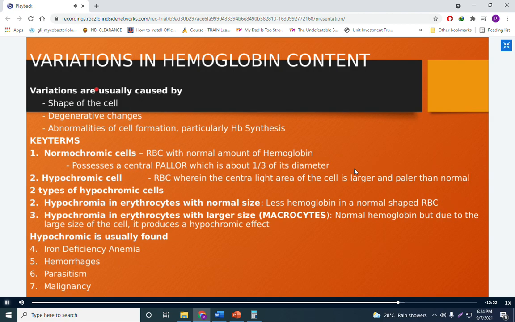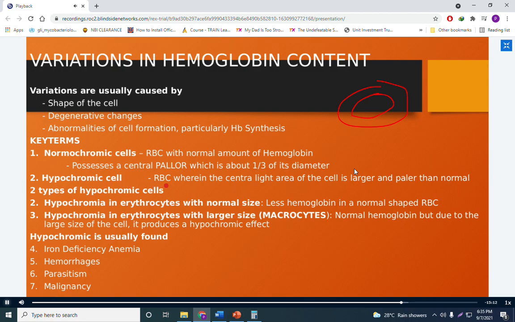So next is variations in hemoglobin content class. So we have the different variations class, usually caused by shape of the cell, degenerative changes, and abnormalities of cell formation, particularly hemoglobin synthesis. So we have your key terms class: normochromic, hypochromic, and hyperchromic. So let's discuss first normochromic. So this is RBC with normal amount of hemoglobin. From the word normo, it possesses a central pallor, which is about 1/3 of its diameter.